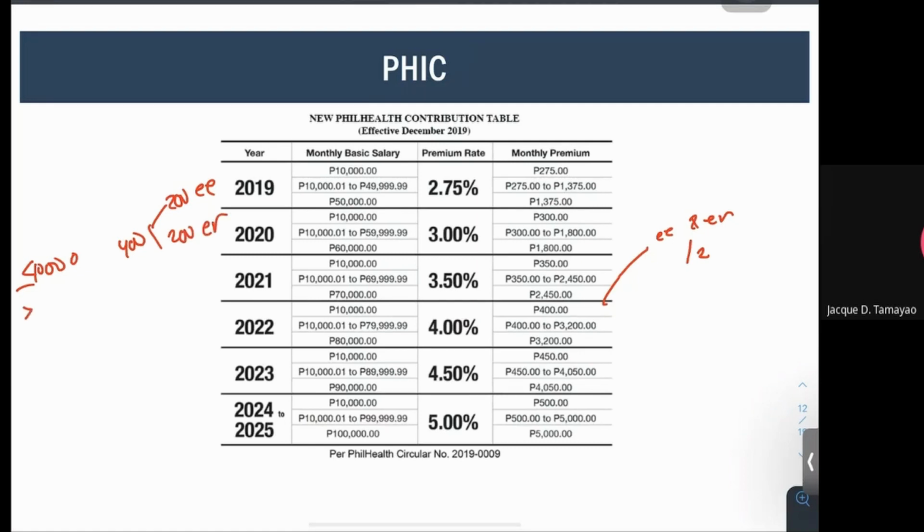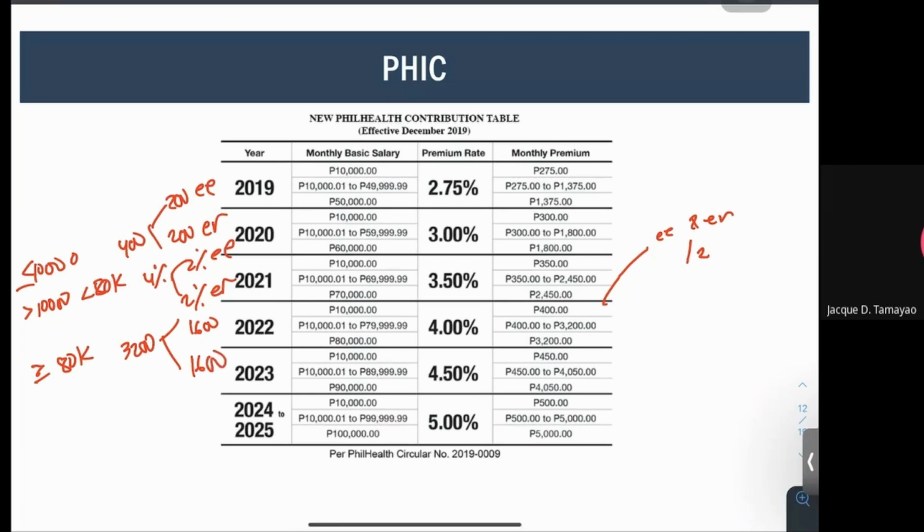If it is more than 10,000 but less than 80,000, it is equal to 4%. So 2% for employee, 2% for employer. And if it is more than or equal to 80,000, it is capped at 3,200. So 1/6 for employee, 1/6 for employer. Okay? That's how we compute for your PhilHealth.